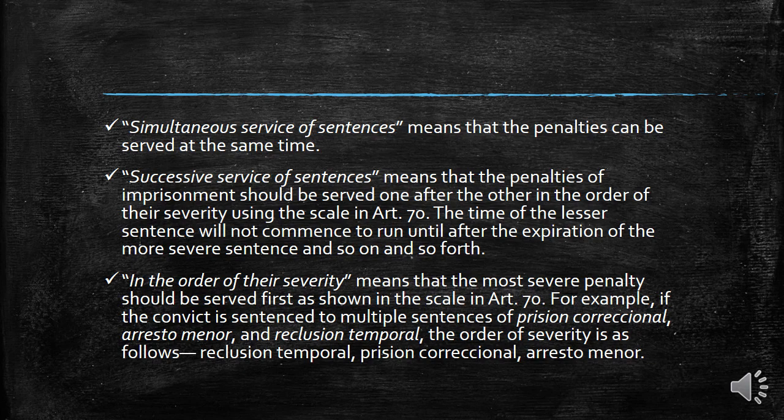The phrase "in the order of their severity" means that the most severe penalty should be served first, as shown in Article 70. For example, if the convict is sentenced to multiple sentences of prision correccional, arresto menor, and reclusion temporal, the order of severity is as follows. First is reclusion temporal, which is the most severe of the penalties imposed, then prision correccional, and then the last to be served by the convict is or should be arresto menor.